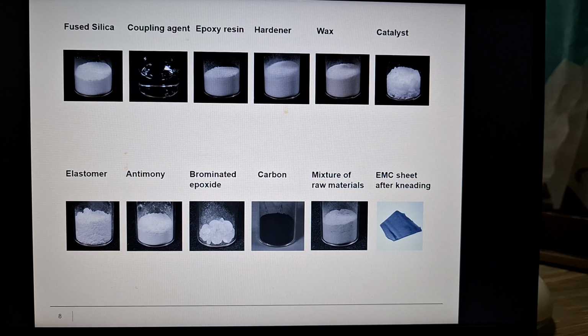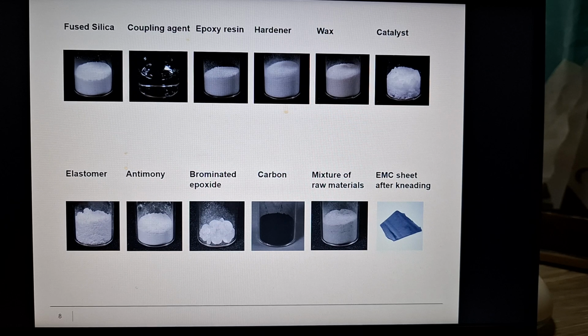You can see fused silica, epoxy coupling agent, epoxy resin, the hardener, the wax, the catalyst, elastomer, antimony, which is flame retardant, including the brominated epoxide, which is also an example of the flame retardant, and then carbon black or the pigment. Have you noticed that everything is solid except for the coupling agent? Yes, that's true.